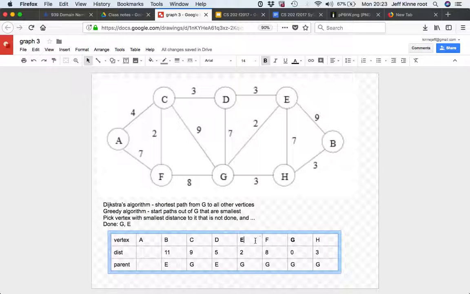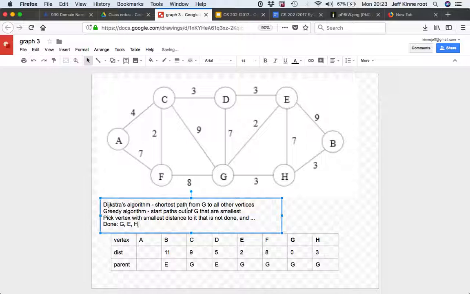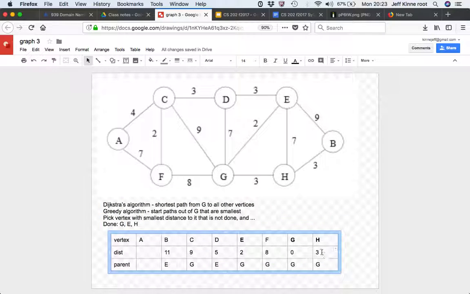Alright, we go to the next smallest that's not done. That'll be H. H is going to go on to our done list, and we check the neighbors of H. Now, we could get to E, but E is already done. G is already done. If we go to B, we get to H with distance of 3 plus this edge is 6. So that's better than what we had. We put a 6 there, and the way to go there would be H. That's it. We're done with H.